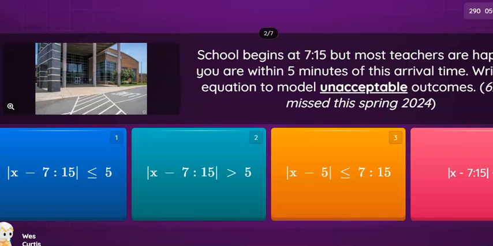Second question, if school begins, don't quote me, but school begins at 7:15. Most teachers are happy if you're within 5 minutes. Okay, not a true story, but a good example. It's generally x minus your target.